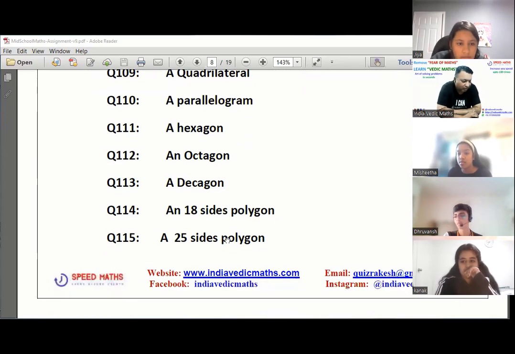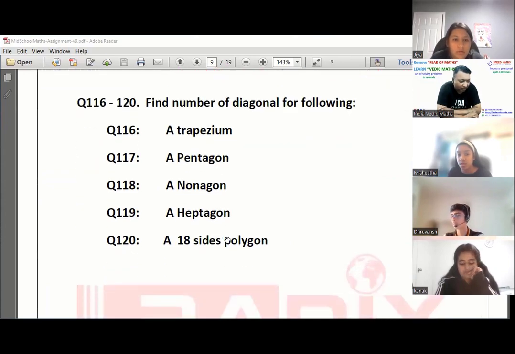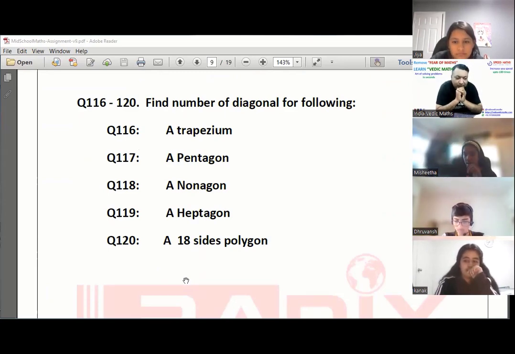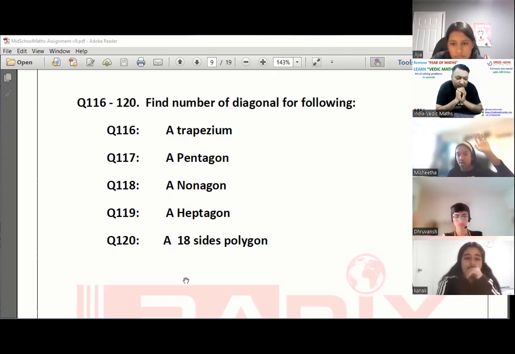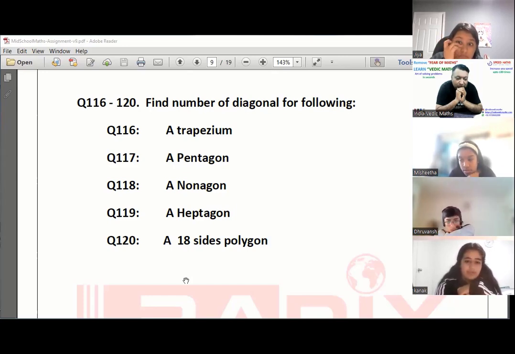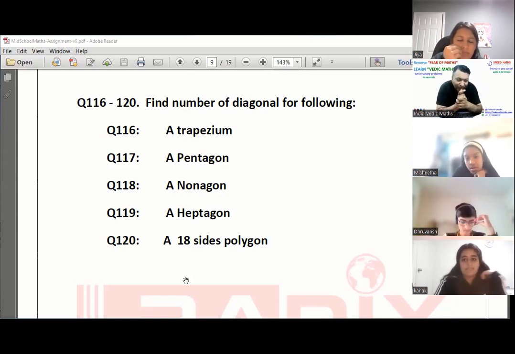Yes. Question number 116 to 120: number of diagonals. Who will tell me what's the formula? There is a direct formula for the number of diagonals. Dhuvansh, Kanak. Let Kanak tell. n times (n minus 3) divided by 2. Right? If you use that formula, you'll get the answer for all of the questions. Obviously, n cannot be lesser than 4, because 3 is a triangle, which gives 0 for n minus 3. A triangle has no diagonal, right?